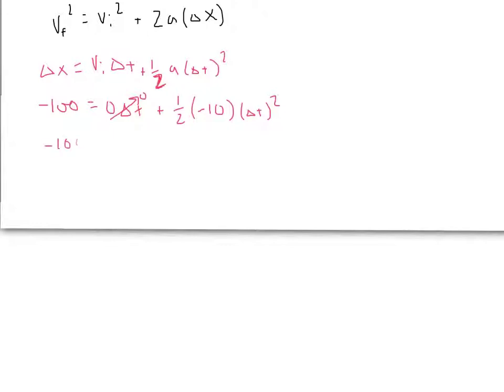Let's simplify a little bit. Negative 100 is equal to negative 5 times delta t squared. Divide both sides by negative 5. So we get 20 is equal to delta t squared. So take the square root of both sides, and we get 4.47. So delta t is equal to 4.47 seconds.